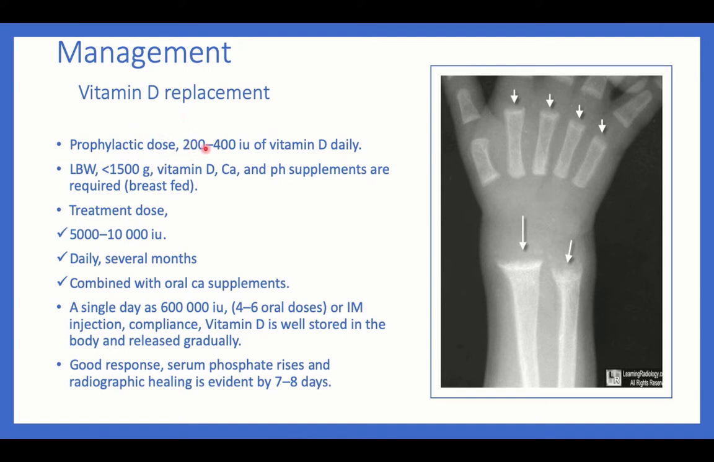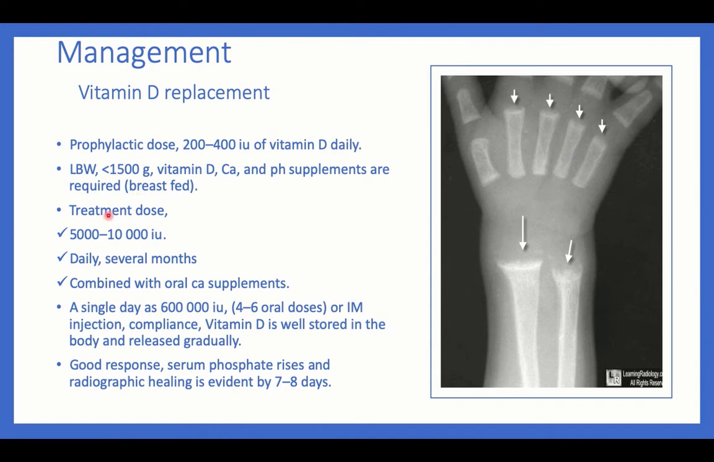Prophylactic dose, a very famous dose of 400 international units of vitamin D, is given daily orally using oral drops or syrups. This can be started from day 0 of life and continued as long as we have active growth. In low birth weight infants having birth weight less than 1,500 grams, supplementation with vitamin D, calcium, and phosphorus is required, especially if they are breastfed, to guard against rickets of low birth weight.